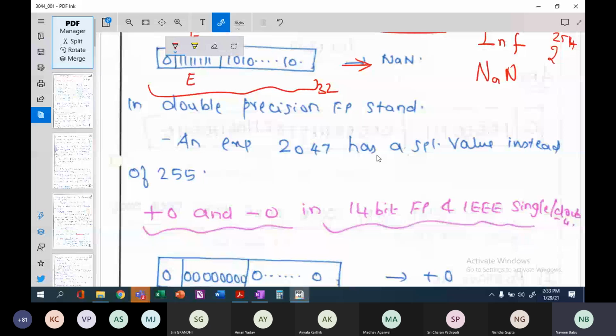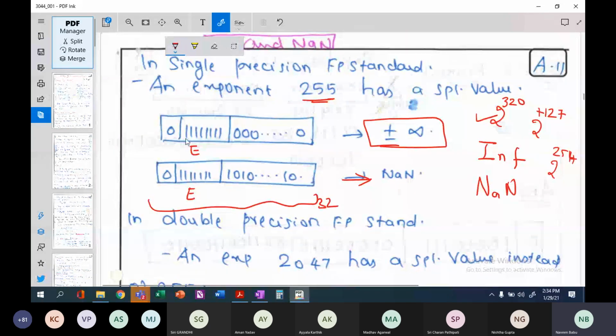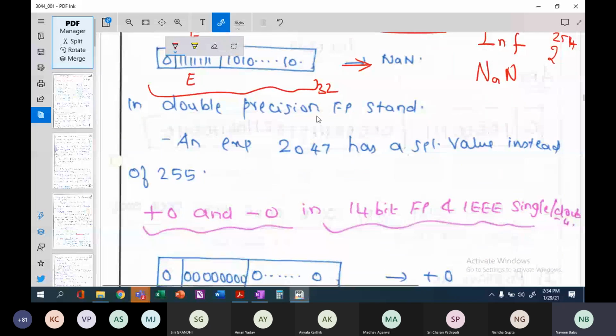So in double precision, an exponent value of 2047 is the special value instead of 255. Here the equivalent value for 1111 is 255, right? In that case, since you have 11 bits, what is 2 power 11? It is 2047. So 2047 is the special value that will represent infinity and not a number.